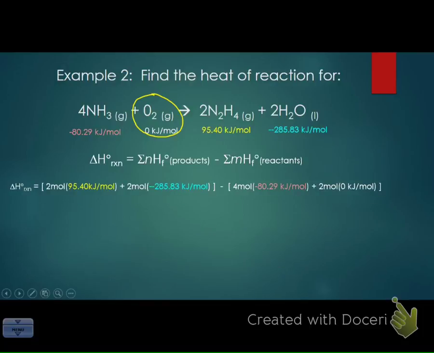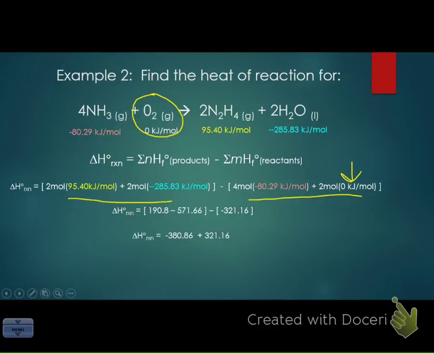So when we plug in, we've color-coded it here again, products, reactants, and notice 0 for the oxygen. Then we just simplify this. I'll do it the same way. Simplify the multiplications, and then simplify the brackets. Keep up with those signs. This is a very common mistake here because we had negative, negative. And then we get negative 59.7 kilojoules per mole of reaction.